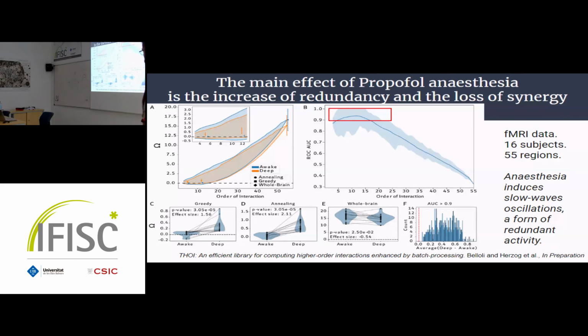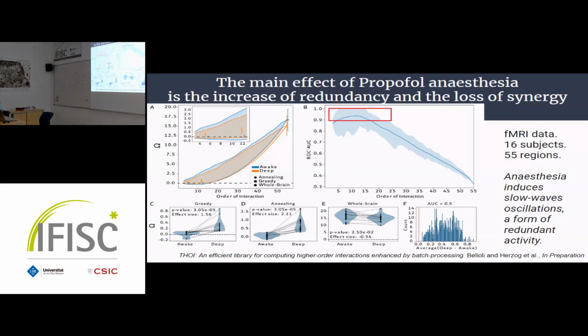Here as well, you have some interactions. This is with the simulated annealing, so another optimization approach to check if we reach more or less the same result. We can see that there were some synergies, and after the anesthesia, there are no more synergies, and the O information increases. And when you look at the whole brain, here the effect is in the other direction.